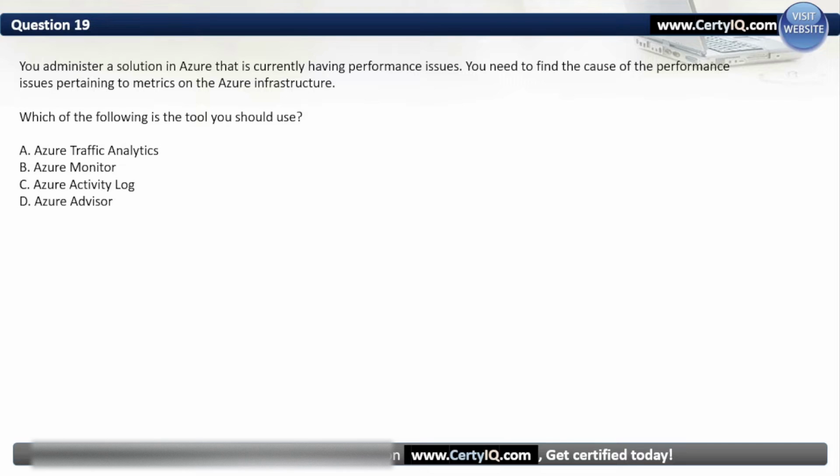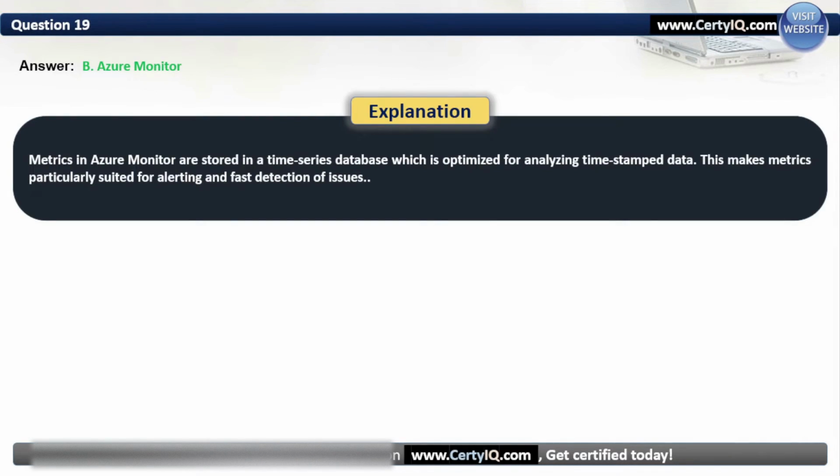The correct option is B. Azure Monitor. Metrics in Azure Monitor are stored in a time series database which is optimized for analyzing time-stamped data. This makes metrics particularly suited for alerting and fast detection of issues.